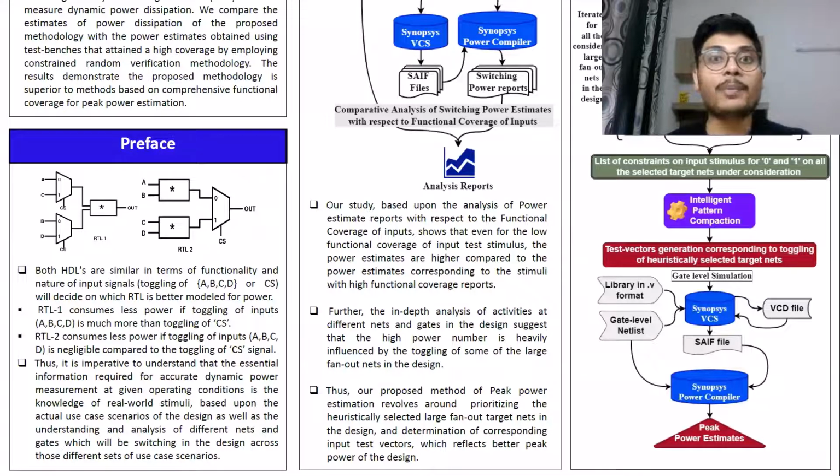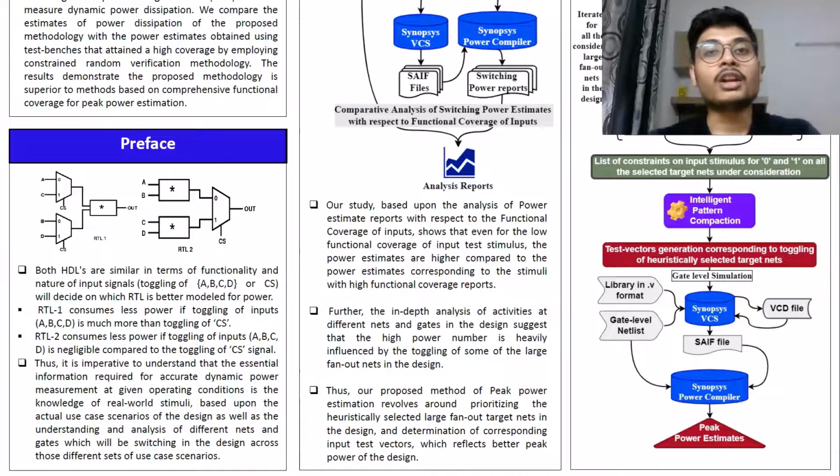Thus, our proposed method of peak power estimation revolves around prioritizing the toggling of heuristically selected large fan-out target nets in the design and determination of corresponding input test vectors using ATPG and intelligent pattern compaction techniques, which reflect better peak power of the design.